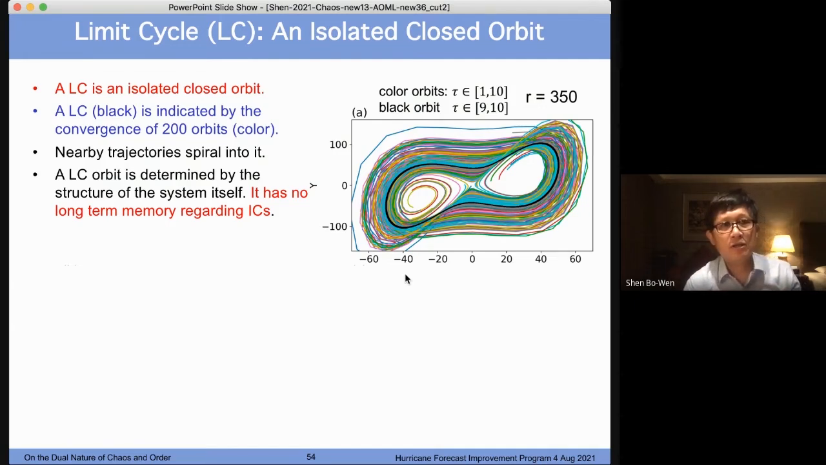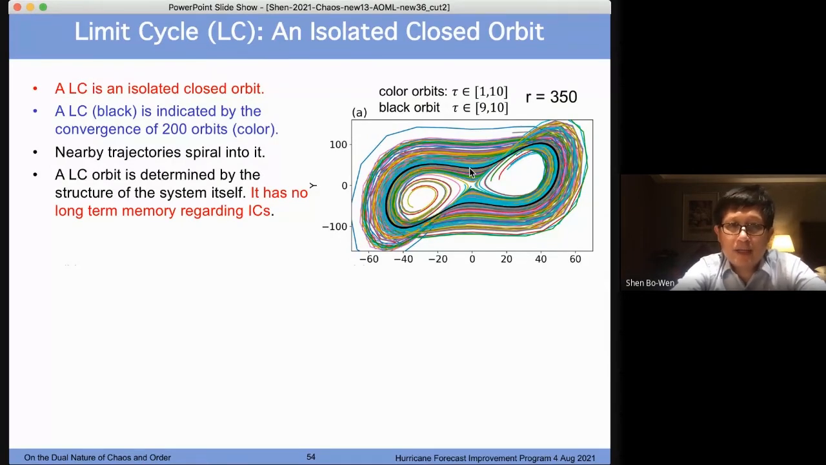A limit cycle solution is defined as an isolated closed orbit. Here, we illustrate 200 orbits in different colors during the time interval between tau equal to 1 and 10. We also plot these 200 orbits in black during the last one time unit, between tau equal to 9 to 10. Through this representation, you can see how 200 orbits eventually converge into a single orbit, indicating its isolated nature.